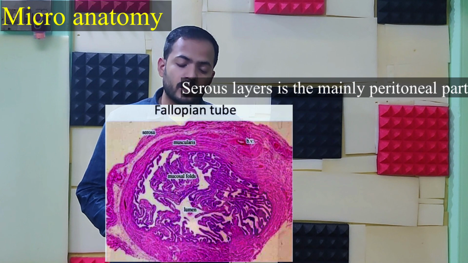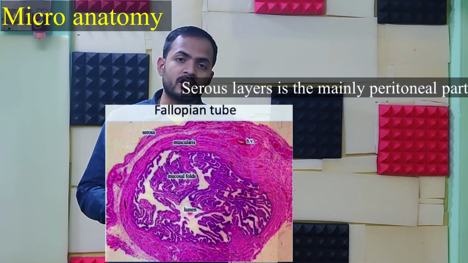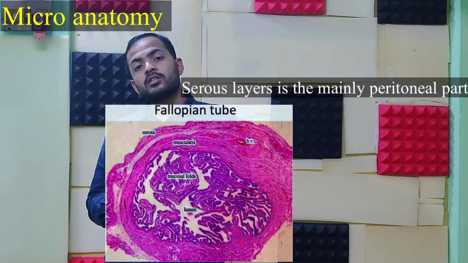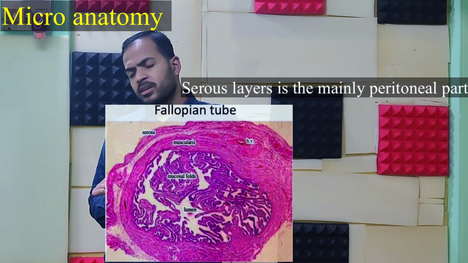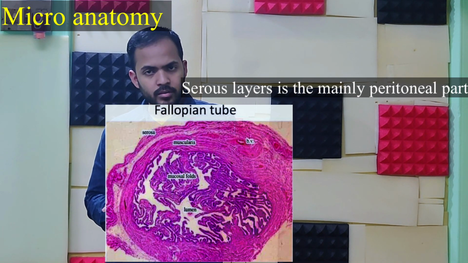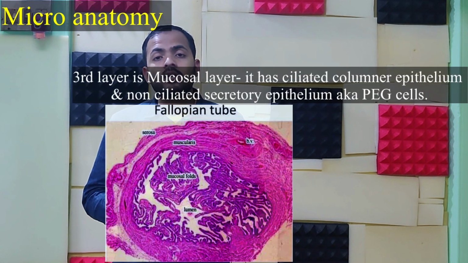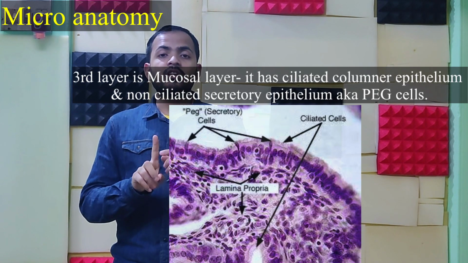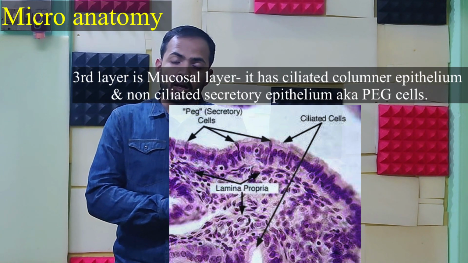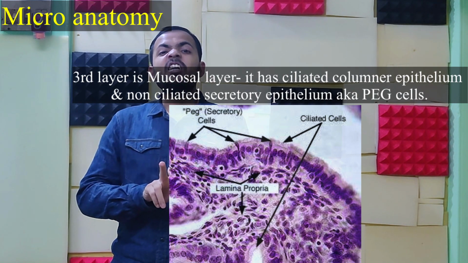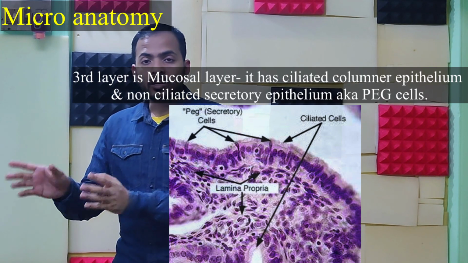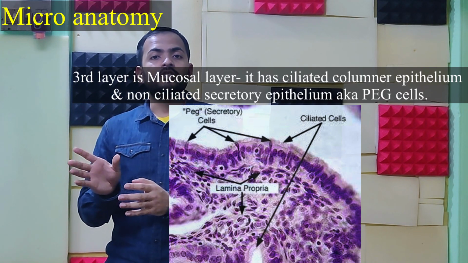In microanatomy, at the cut section of the fallopian tube, you will get 3 layers. The outer layer is known as the serous layer, which is mainly the peritoneal part, okay. And the second layer is the muscularis, and the third is the mucosal layer, okay. It's the innermost layer and consists of 2 types of cells. One is ciliated columnar epithelium, another is non-ciliated secretory cells. Now this kind of cell is also known as PEG cells. Now, I will talk about these PEG cells later, not now.